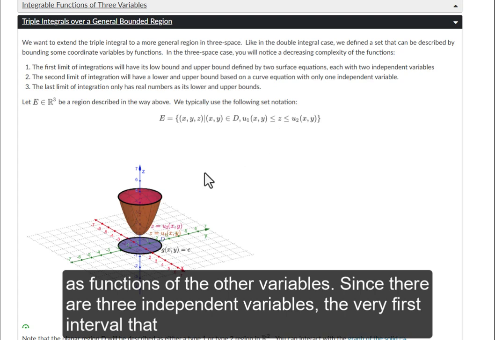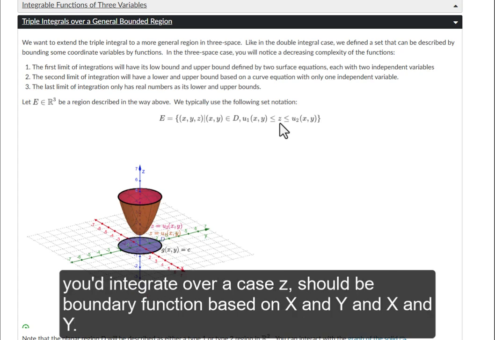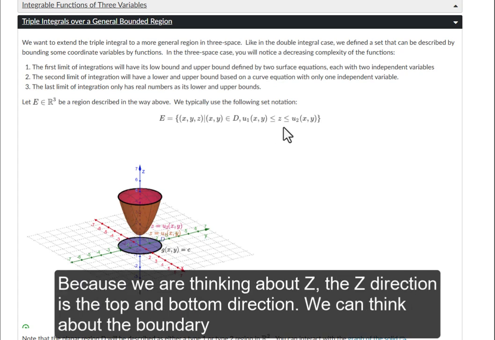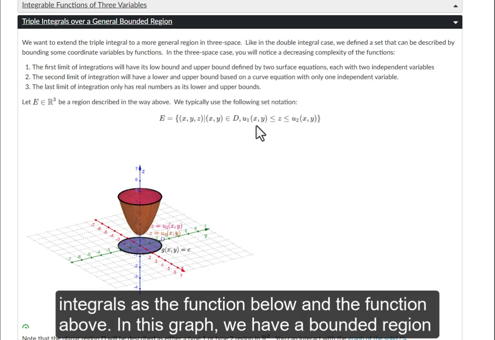Since there are three independent variables, the very first integral that you'd integrate over, in this case z, should have boundary functions based on x and y. Because we're thinking about z, the z direction is the top and bottom direction, we can think about the boundary integrals as the function below and the function above.